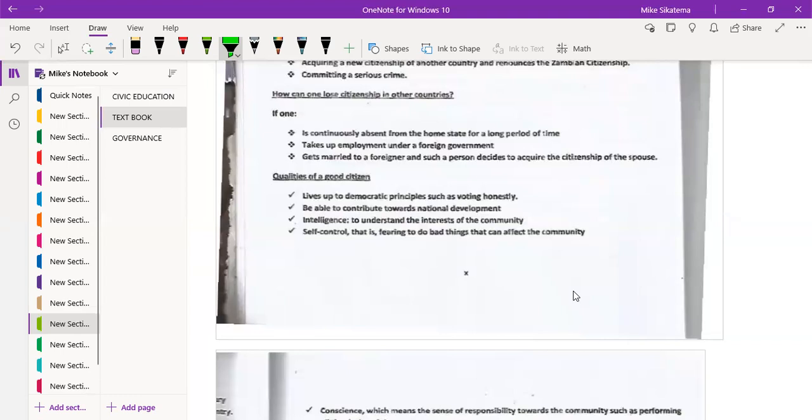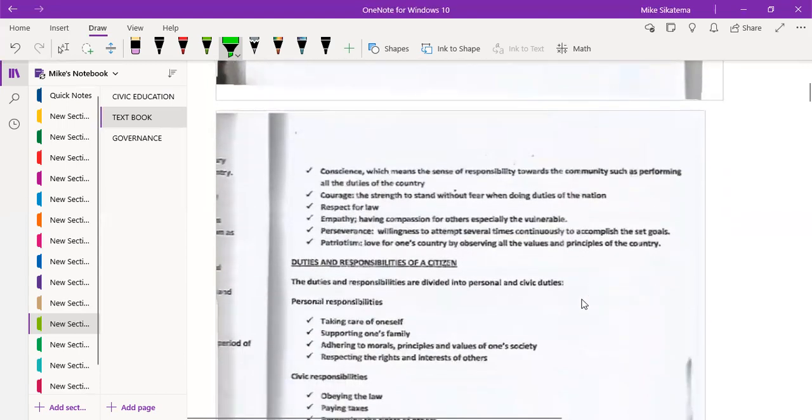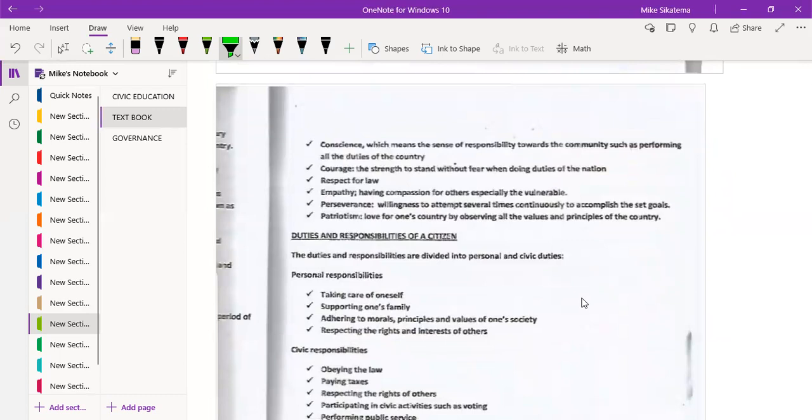You have to have a sense of self-control, meaning everything has a cause and effect, and you have that conscience that, okay, if I do something, it may have a negative impact on the community that I am living in. That also feeds into a sense of responsibility towards the community, such as performing all the duties of the country, and also having ethical morals.